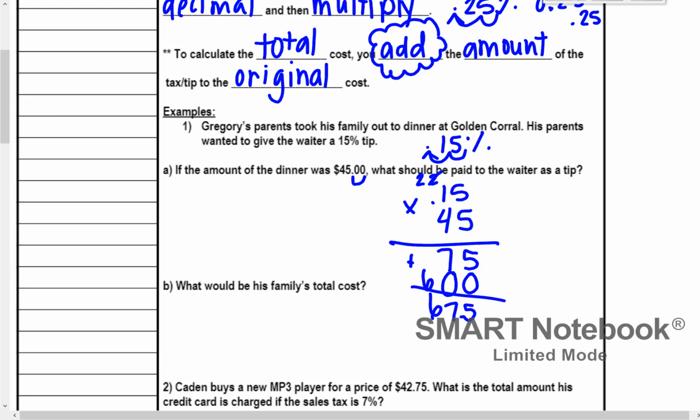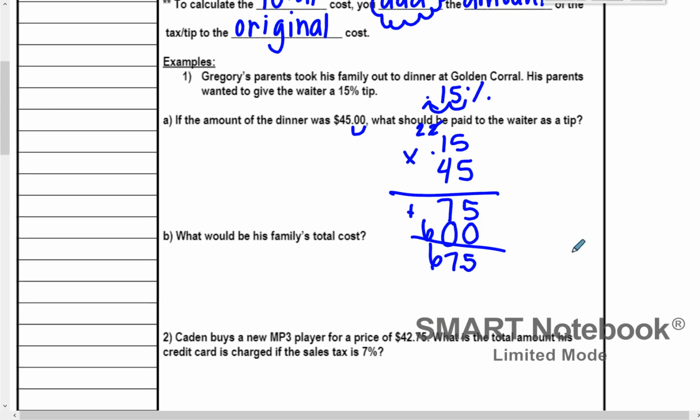Now this is the biggest mistake I saw us making on our percent project, was when we added that decimal back in. So we look up here, we have 2 decimal places in 0.15, and then we have none in 45, so we go 1, 2, and we make this a $6.75 tip.